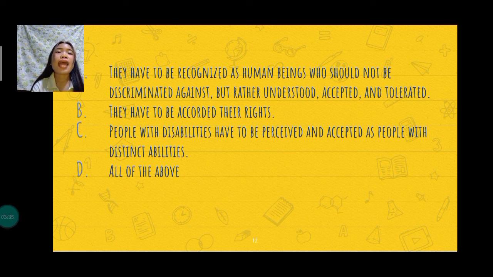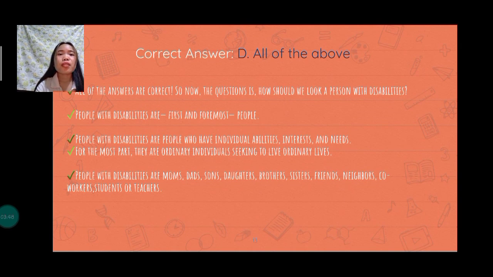Letter B, they have to be accorded their rights. Letter C, people with disabilities have to be perceived and accepted as people with distinct abilities. And letter D, all of the above. The correct answer is letter D, all of the above. So all of the answers are correct. Now the question is, how should we look at a person with disabilities? People with disabilities are first and foremost people.